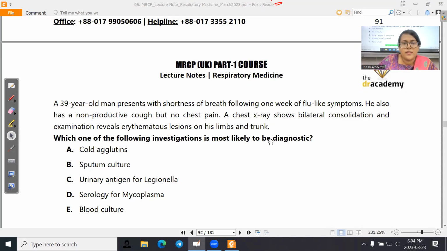Okay, so actually they're asking for the most likely to be diagnostic, okay? So you want to diagnose this case. Cold agglutinin will only give you further clues, like this might be a Mycoplasma pneumoniae. However, this serology for Mycoplasma will for sure tell you that this is indeed a case of Mycoplasma pneumoniae. So your correct option was option D. Okay, this will work as an adjunct diagnostic modality, not the confirmatory.